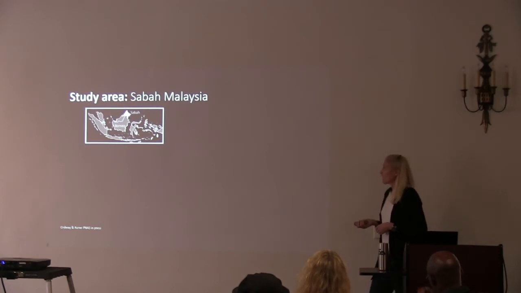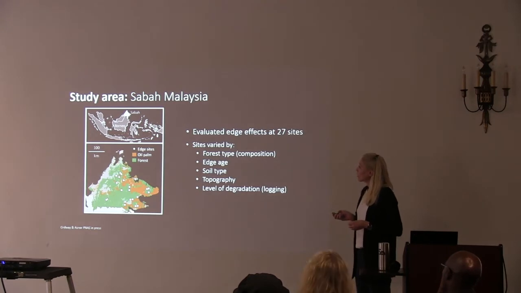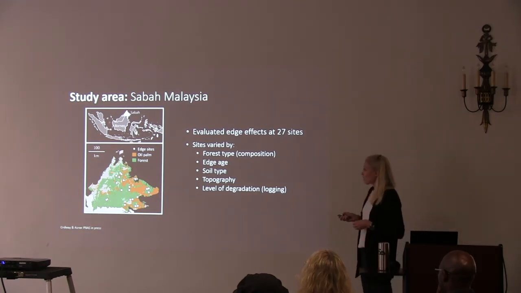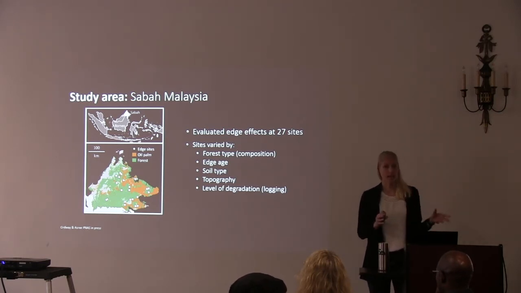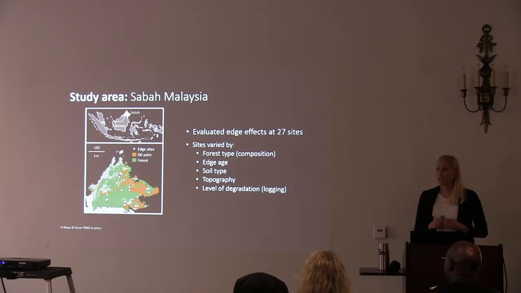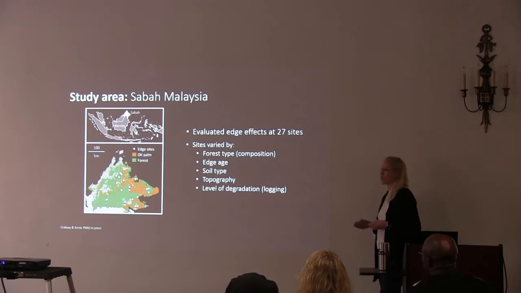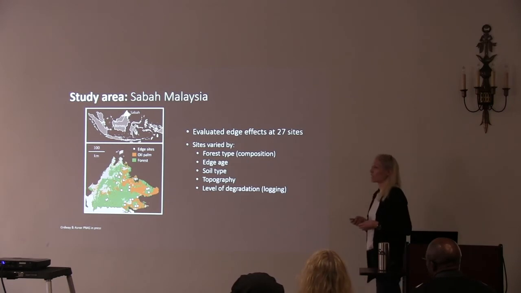Okay, so this edge effects work was conducted again in Sabah, Malaysia, Southeast Asia. And we looked at 27 different edge sites across the state of Sabah, which you see here indicated by the white dots. So the remaining forest cover here is highlighted in green, and the oil palm areas are shown in brown. And these 27 edge sites varied in terms of the forest type, the forest community, as well as the edge age, the soil type, the topography, and the level of degradation, which in this part of Malaysia really means how many times that forest has been logged. There were only a few sites that were completely intact.